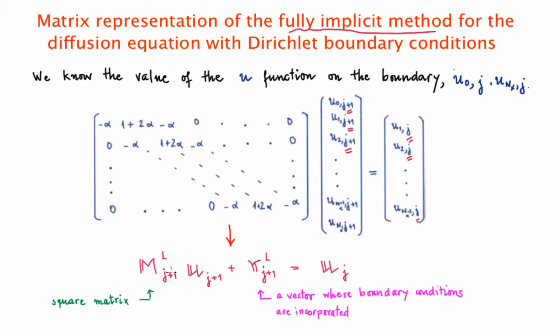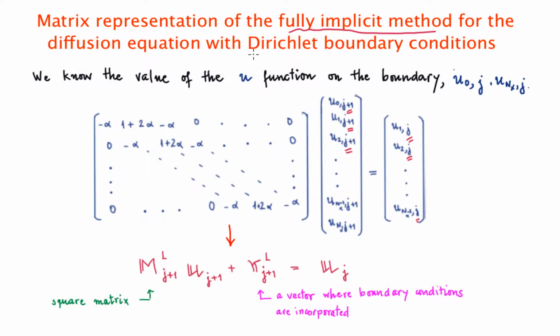into another representation involving a square matrix. In this case, we're going to call it M, evaluated at time j plus 1, which is going to multiply this E vector evaluated at time j plus 1, plus another vector evaluated at time j plus 1, which is going to be equal to this vector. So we need to transform that matrix into a square matrix, and we're going to do that using the boundary conditions. Of course, it's going to depend on the kind of boundary conditions that we consider.